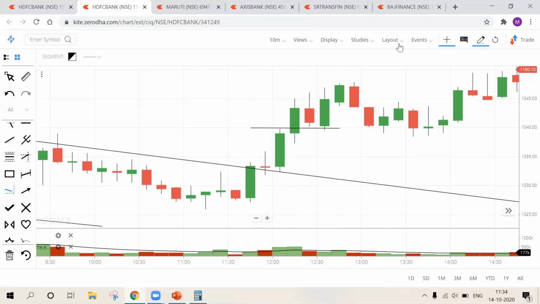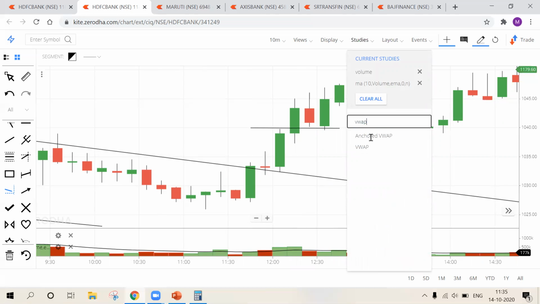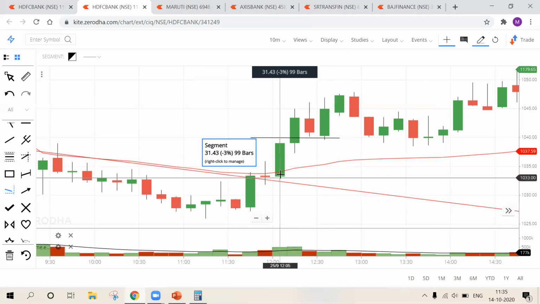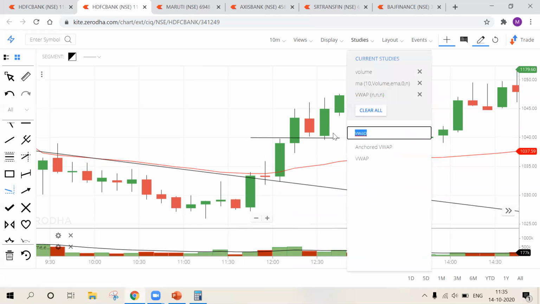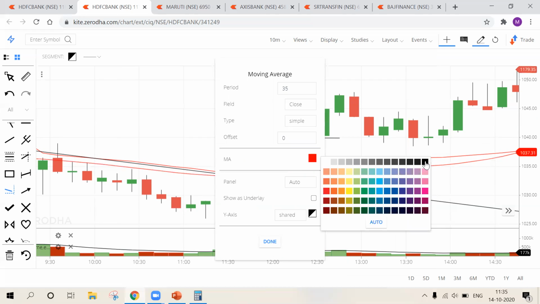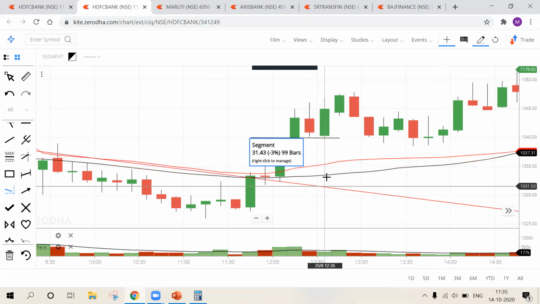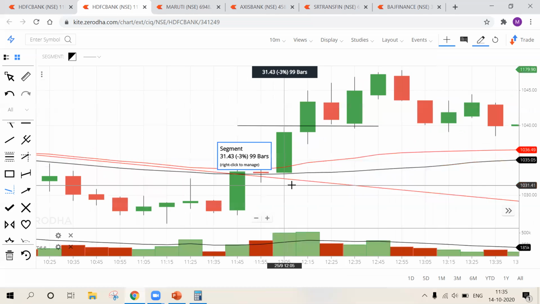My third confirmation is VWAP. All right, VWAP is asking me to go for a buy position because candles are above VWAP. The third confirmation is also done. Fourth confirmation, moving average, value 35, color should be black. Done. So the moving average is also asking me to go for a buy position, because candles are above the moving average. I have got 4 confirmations.